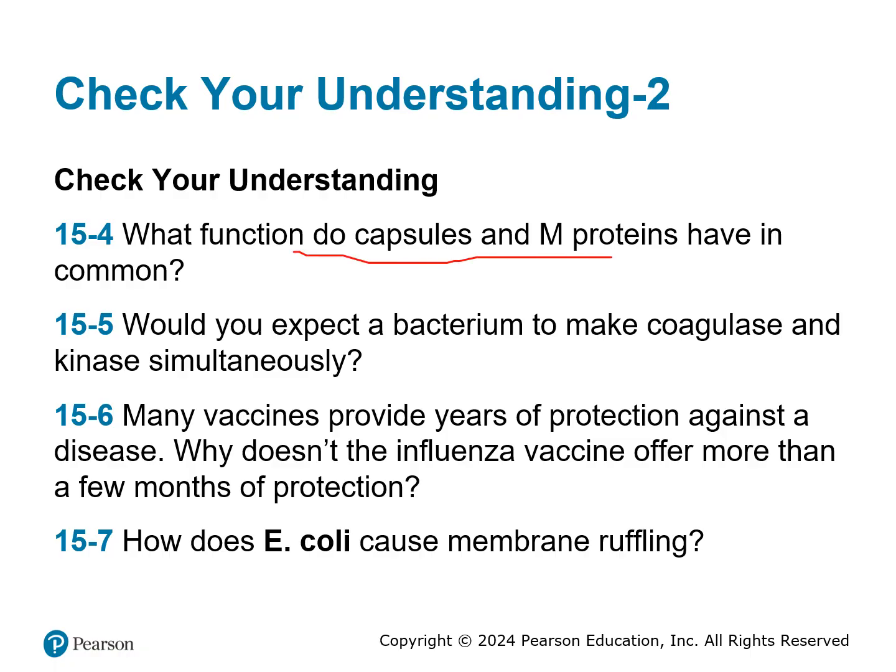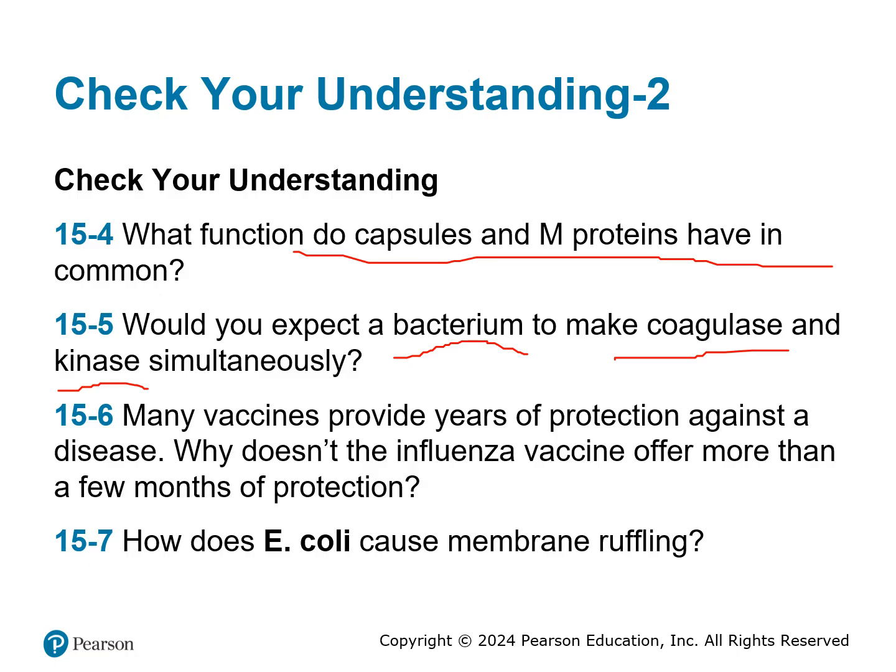Okay, so what do capsules and M proteins have in common? They are going to resist phagocytosis. Okay, would you expect a bacterium to make coagulase and kinase simultaneously? No, because coagulase is going to clot your blood and kinase is going to dissolve blood clots. So you would expect one or the other.